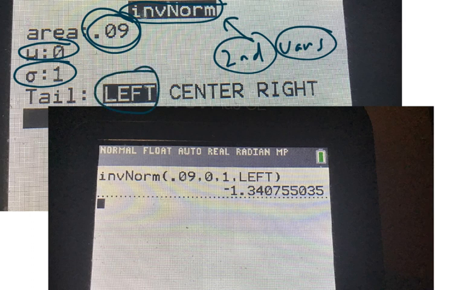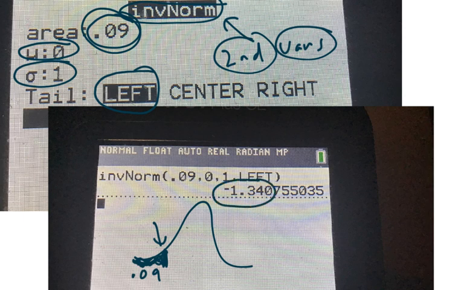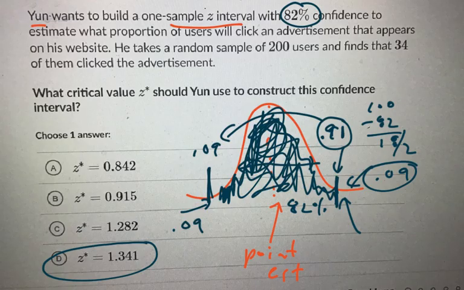And some of you don't have this option, but leave it on left, because basically what it's going to do, if you look at a sketch real quick, is we're looking right here again, where this right here that's missing is 0.09, and we want everything left of that point to be our 9%. And if you press enter, you'll get negative 1.34. Now, why is it negative? Because we are left of the mean. That's the only reason, the meaning of that negative anyways. So long story short, either way, that's how you can get 1.34.